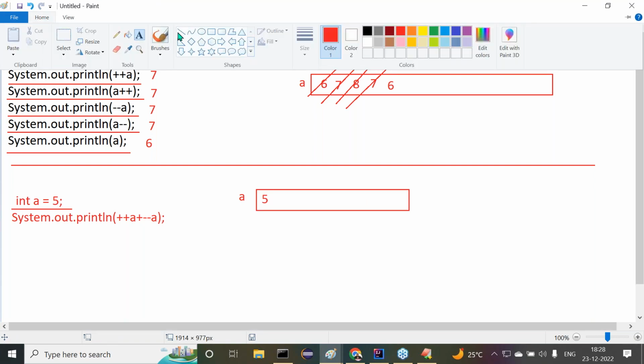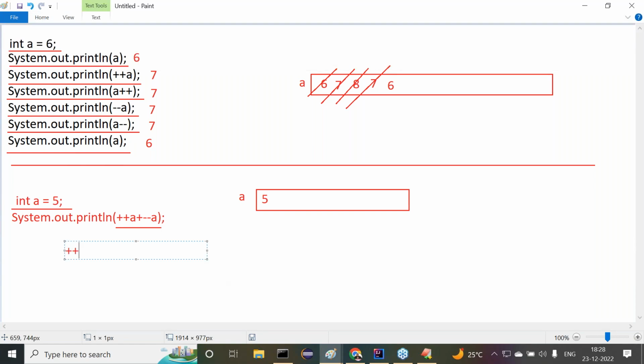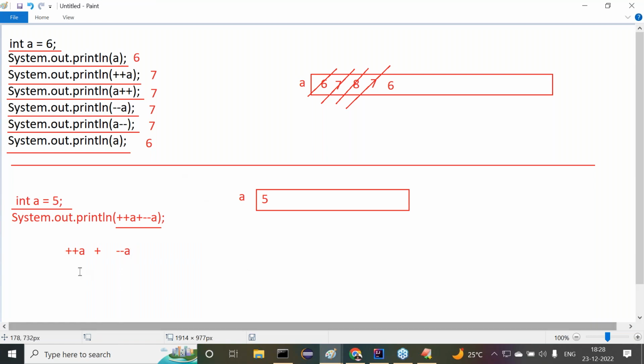Next, System.out.println(++a + --a). First, I want to separate this expression. What is that expression? ++a + --a. If we divide the expression like this, then it will be very simple to evaluate. First of all, try to complete all increment and decrement operators.